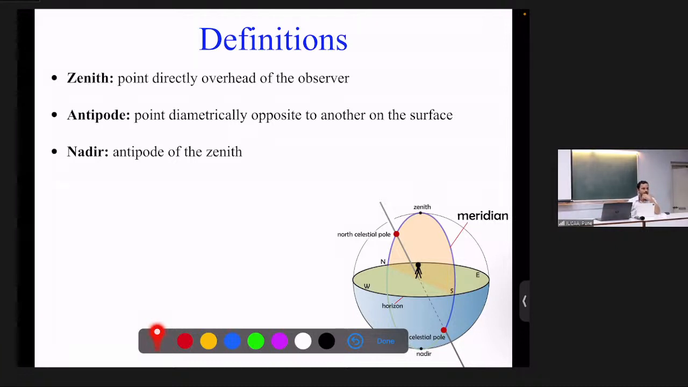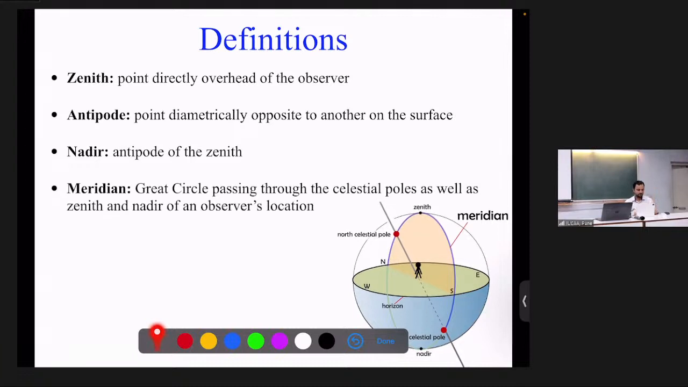Easy. What will be the antipode of Nadir? Good. Fine? Understood? Then there is something called meridian. A great circle passing through the celestial poles as well as the zenith and nadir of an observer's location.